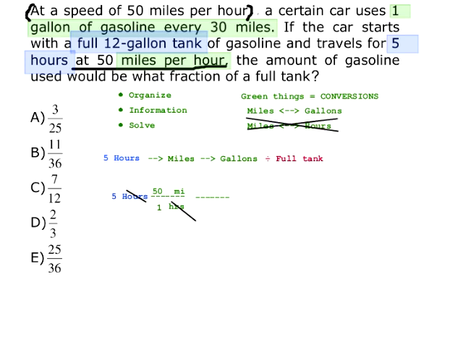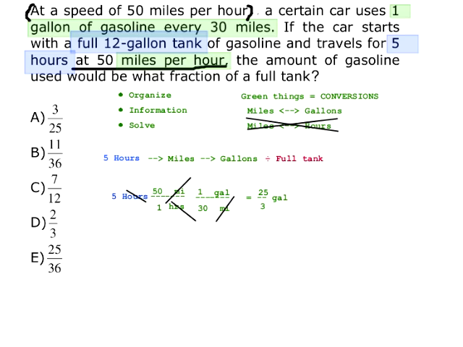Done using this one. Gallons go where? Gallons per mile, because gallons go on the top, and then we want to mathematically eliminate miles. So that's 1 gallon per every 30 miles. And so 5 times 50 over 30, same thing as 5 times 5 over 3. So 25 thirds of a gallon.